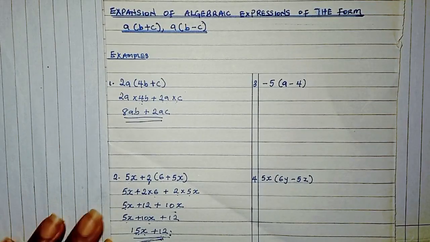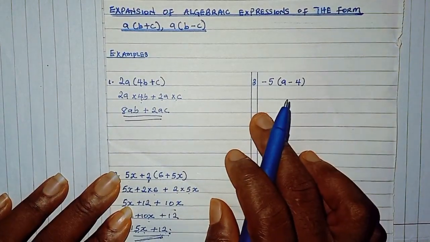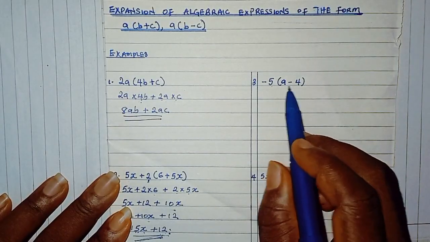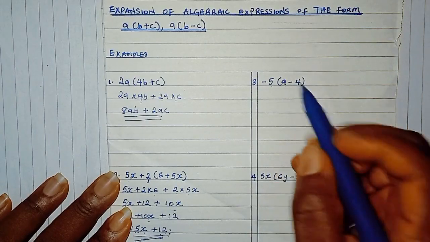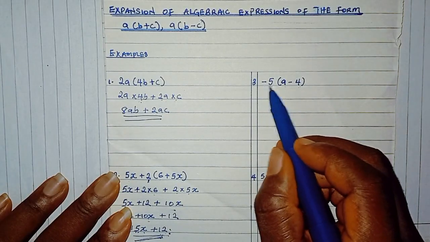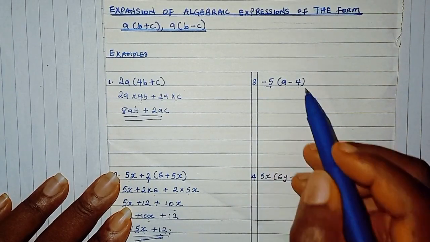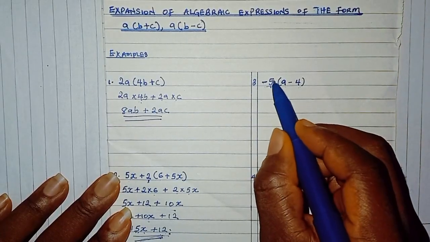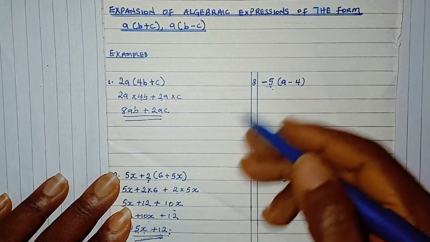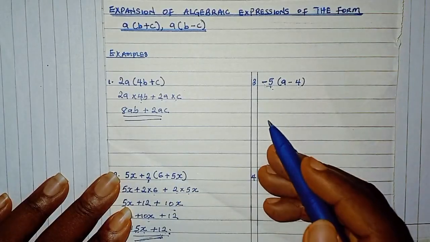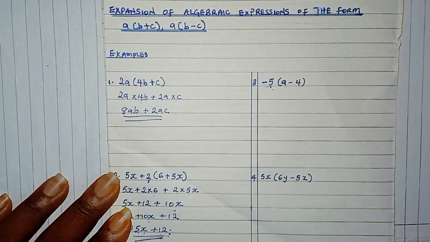So moving over to the next example, where we have minus 5, open bracket, a minus 4. We are going to expand it by multiplying everything here by minus 5. Not just 5, but minus 5, with the sign inclusive. It is very important that you include the sign to avoid unnecessary mistakes. All right?